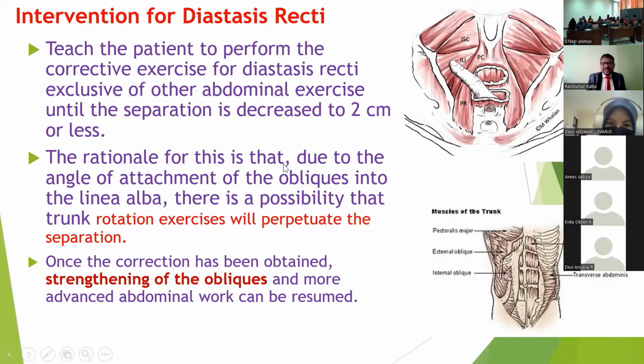The rationale is that due to the angle of attachment of the obliques into the linea alba, there is a possibility that trunk rotation exercise will approximate the separations. That means if we strengthen these oblique muscles, we can prevent the separation of the linea alba. How we are going to strengthen them, I will show in the next slides.